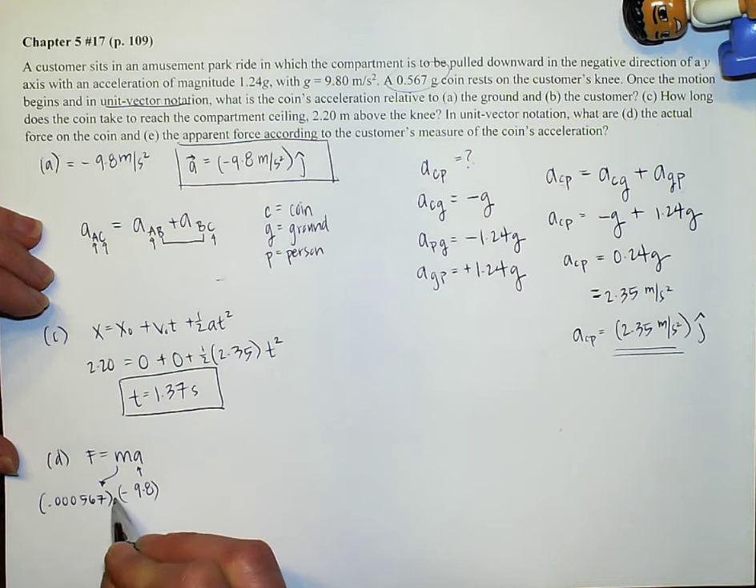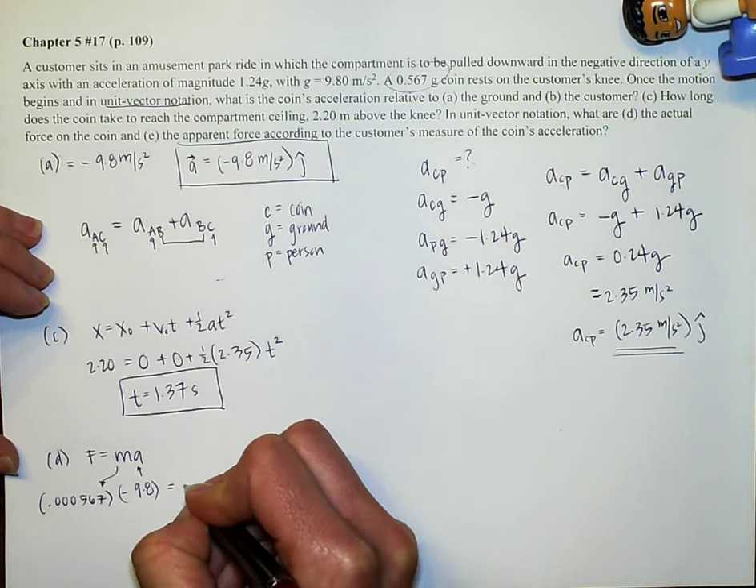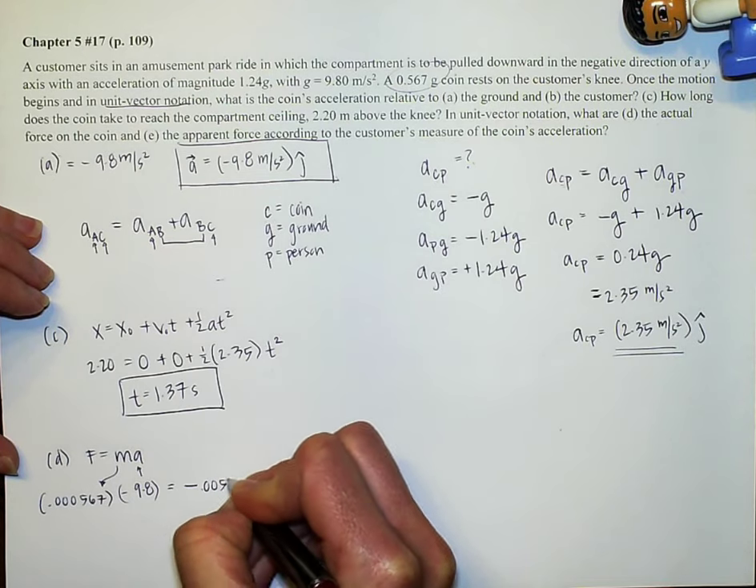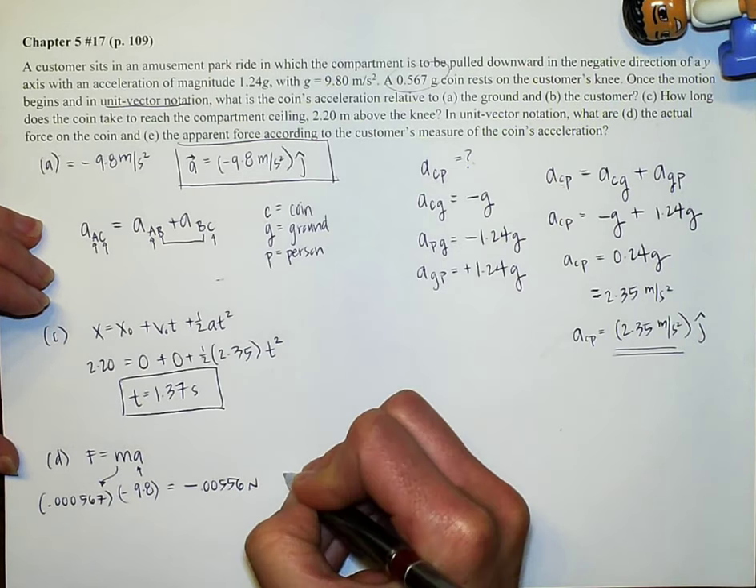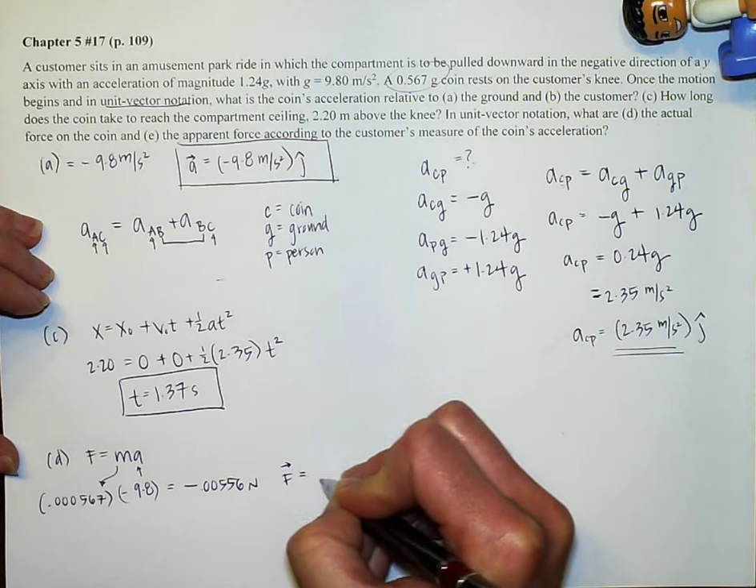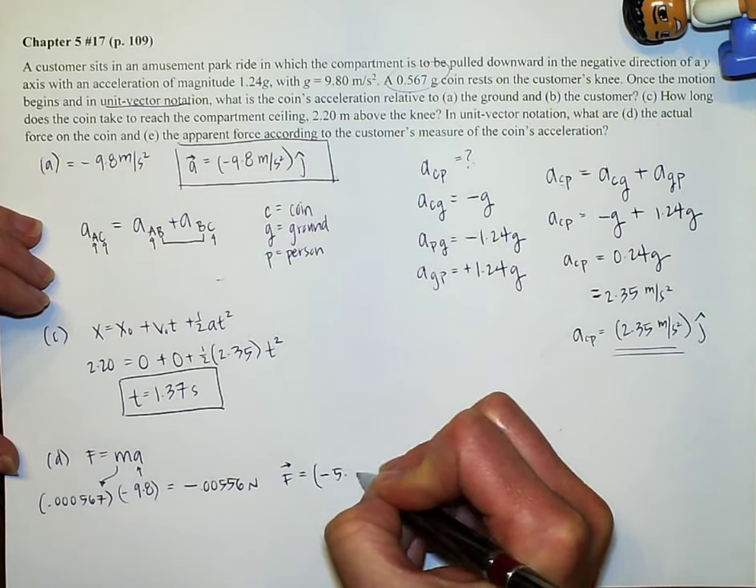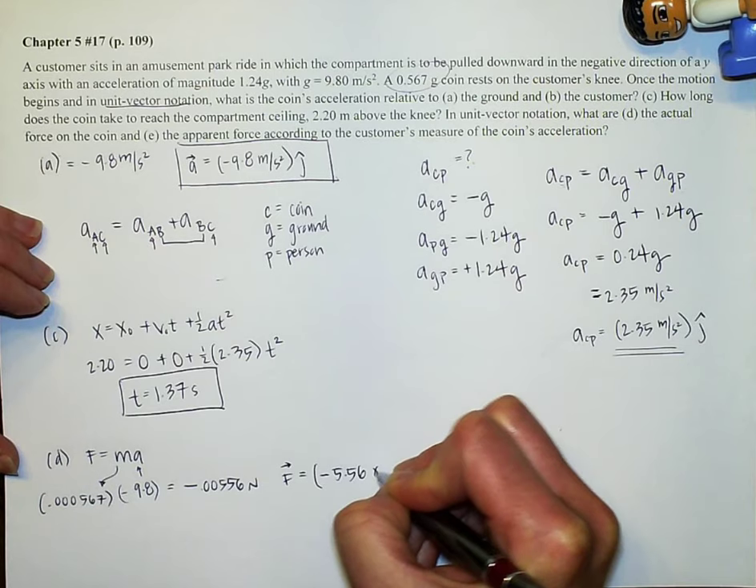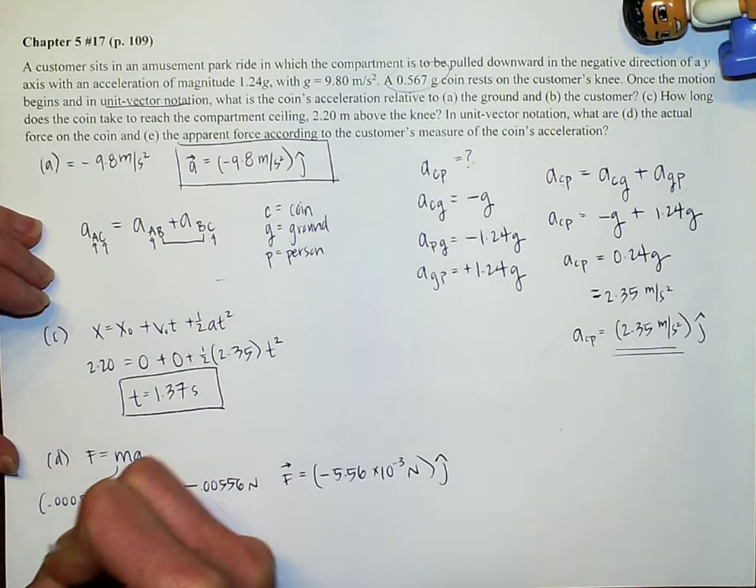And so we would have 0.000567 times our actual acceleration. And so for this, we would end up with negative 0.00556 newtons. And so, of course, in unit vector notation, my force will be, I'll put it in scientific notation as well, negative 5.56 times 10 to negative 3 newtons j hat.